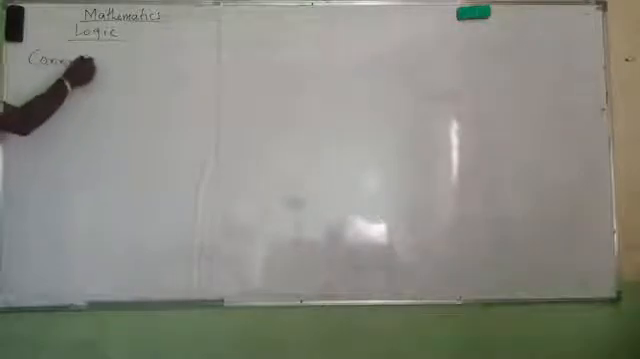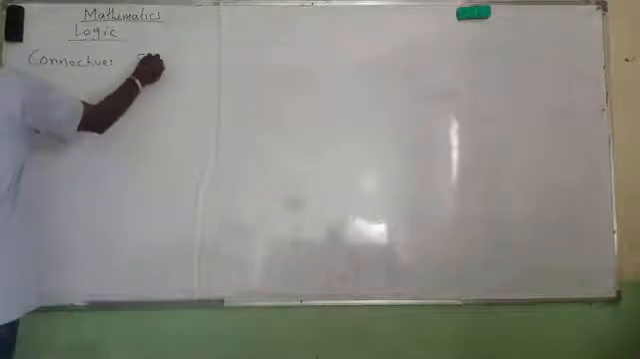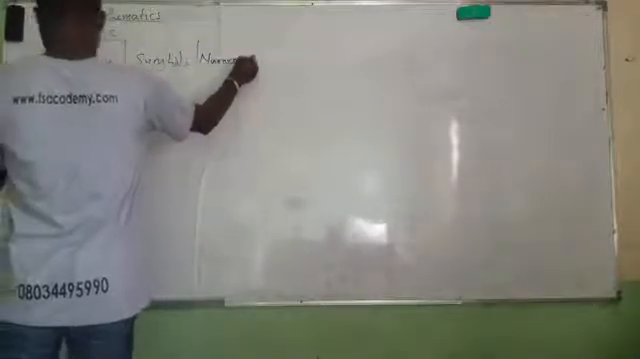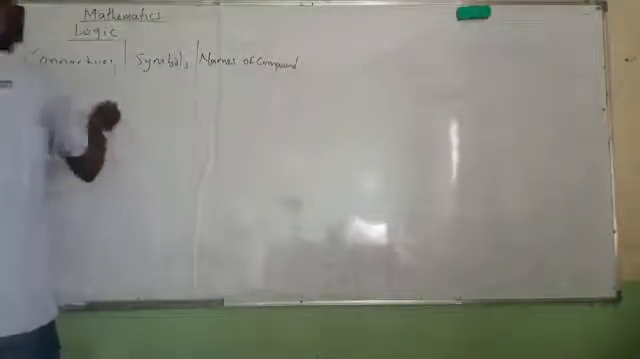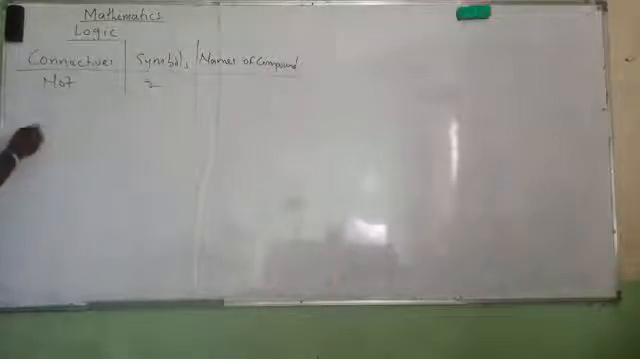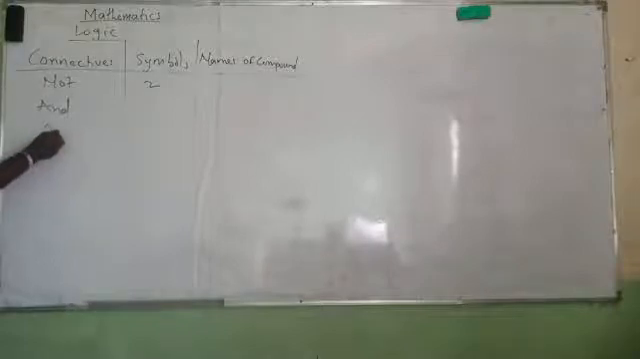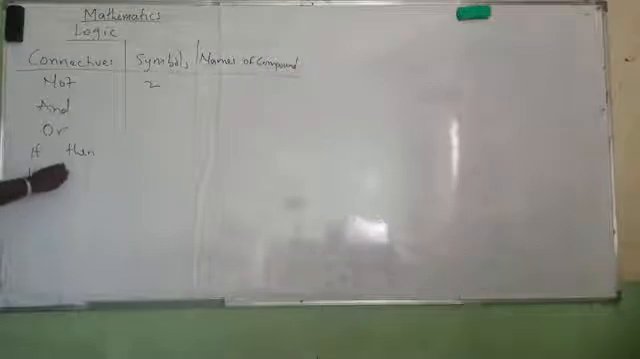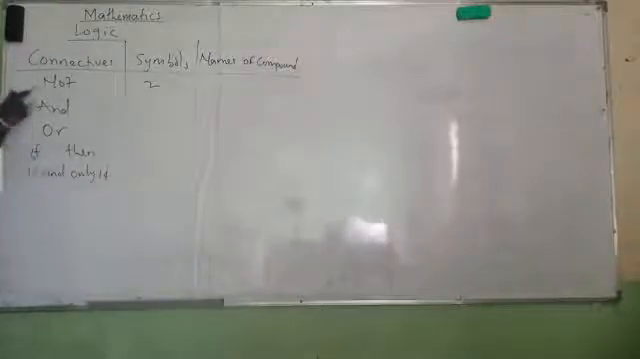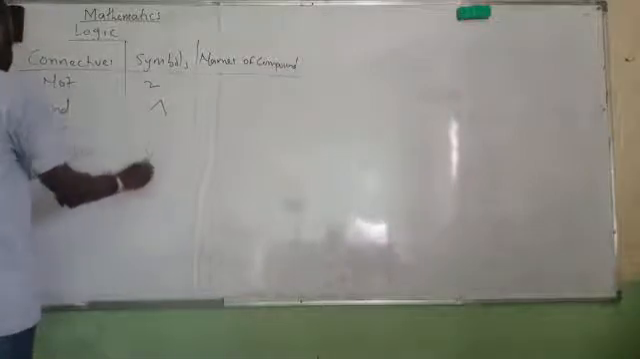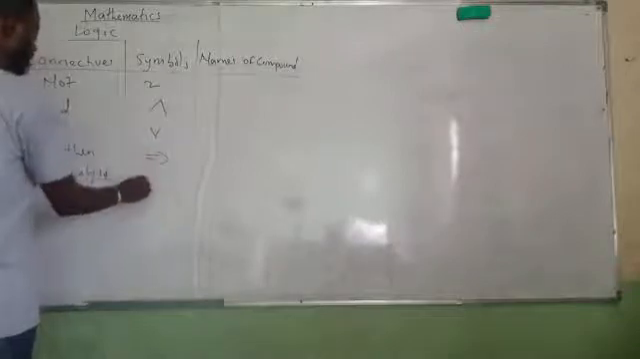Use of symbols. Now I have connectives, and I have symbols, and I have names of compound statements. Now look at this. Not. We also use this symbol. This is for not. We have and, and we have or. If, then. This one is if and only if. Now 1, 2, 3, 4, 5. Let's work on this 5. This is the symbol for and, this is the symbol for or. Now if then, and if and only if.